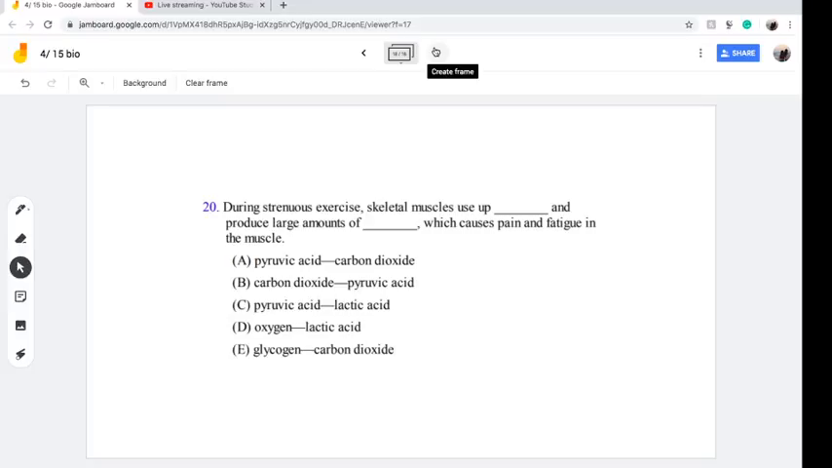Finally, we have the last question. In this question, we have to plug in 2 answers that will make sense. During a strenuous exercise, skeletal muscles use up blank and produce large amounts of blank, which causes pain and fatigue in the muscle. I'll give you guys a couple of seconds to look at that.